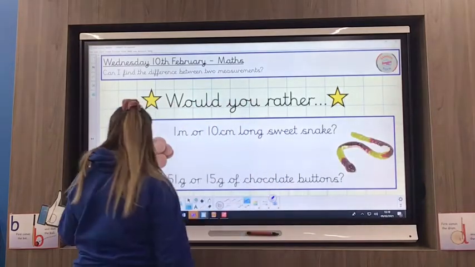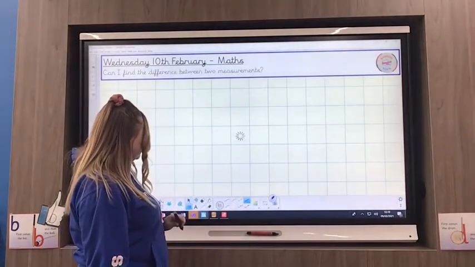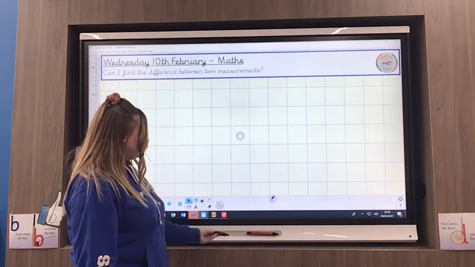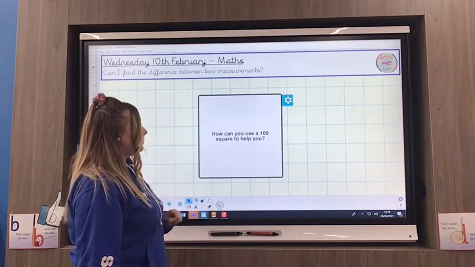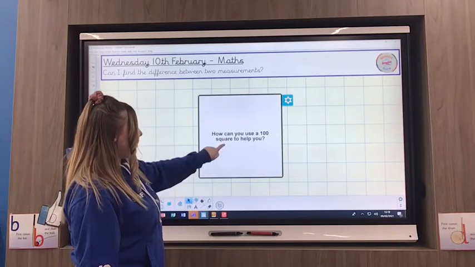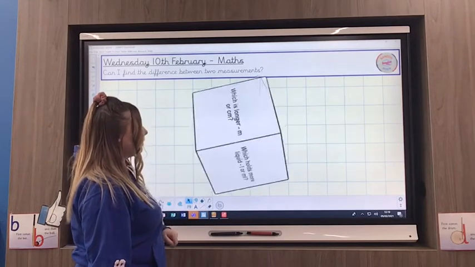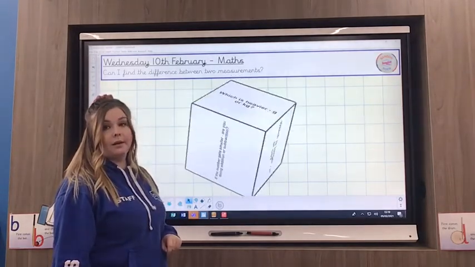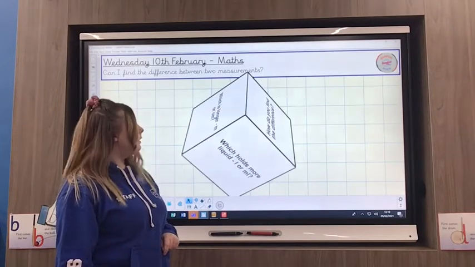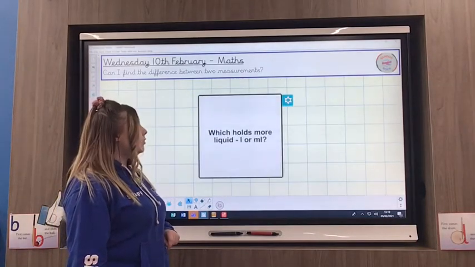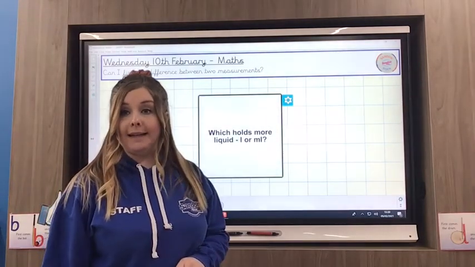And to finish with today, let's roll our dice. What will we land on? Okay, so it says, which holds more liquid, a litre or a millilitre?